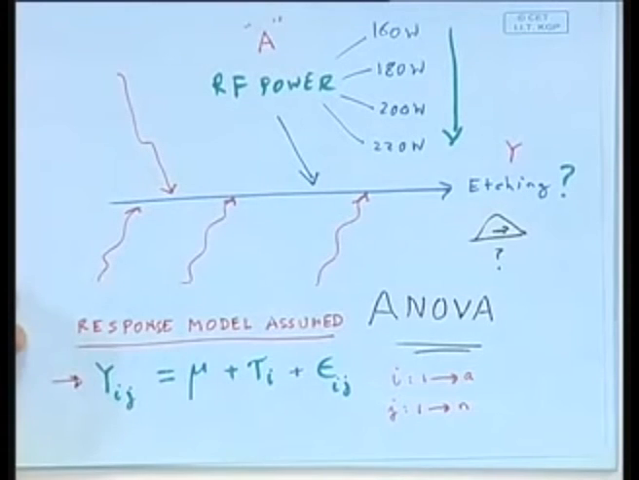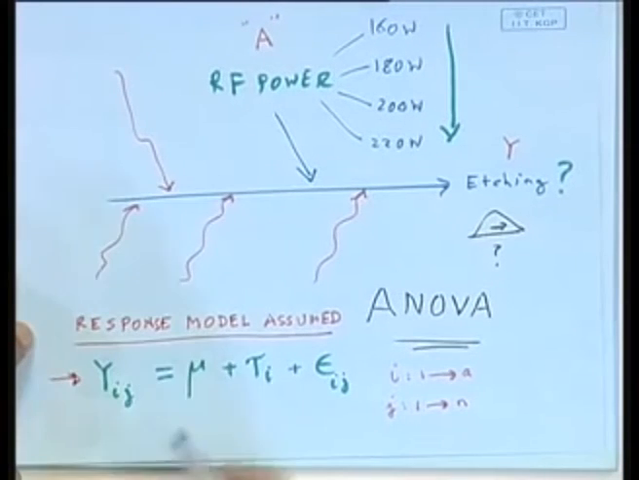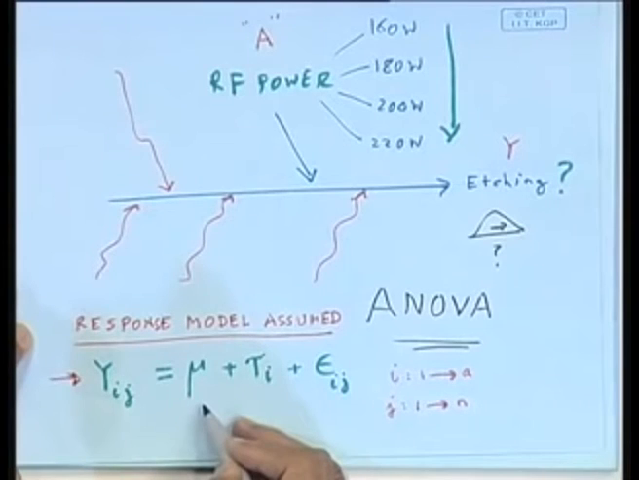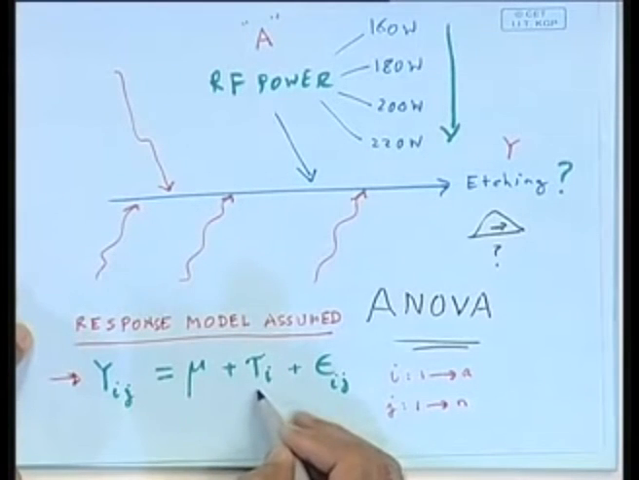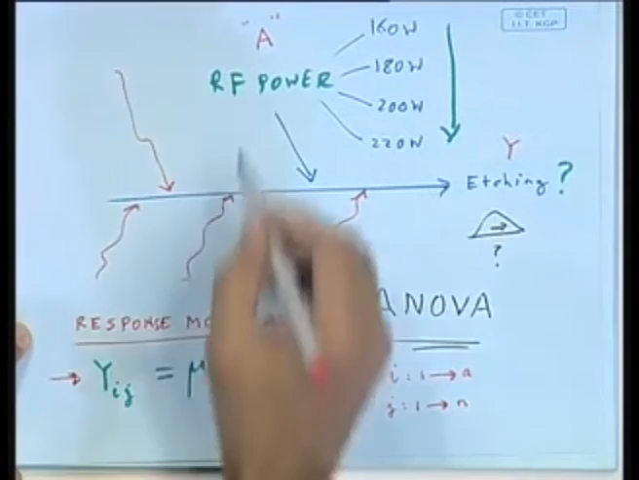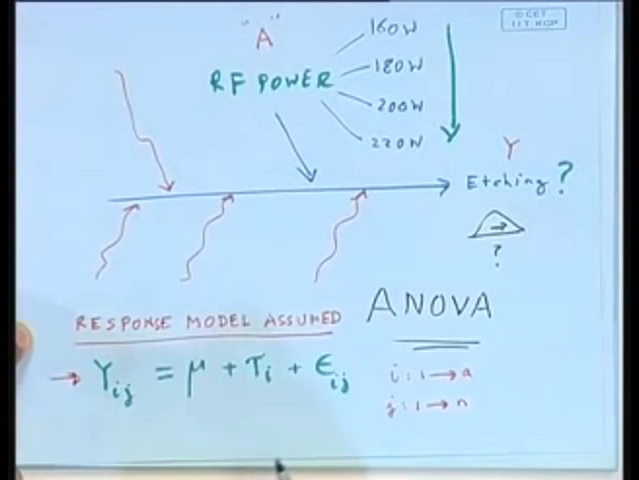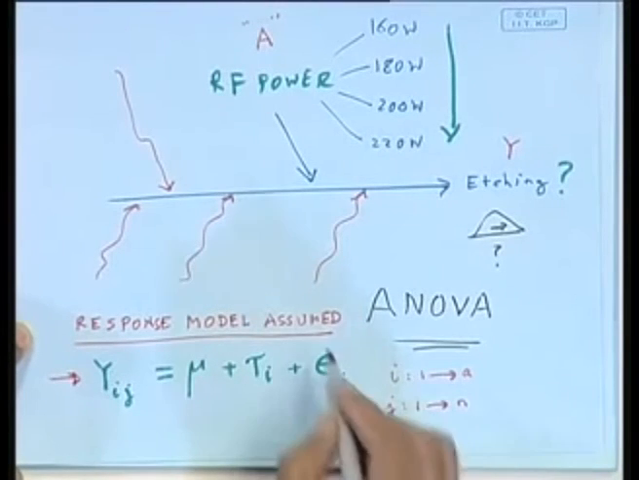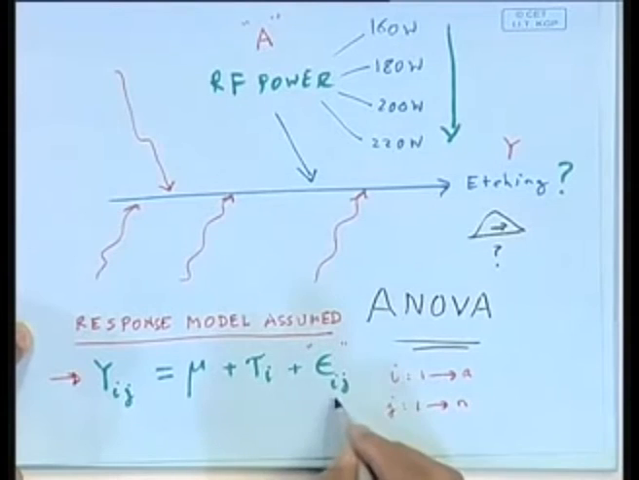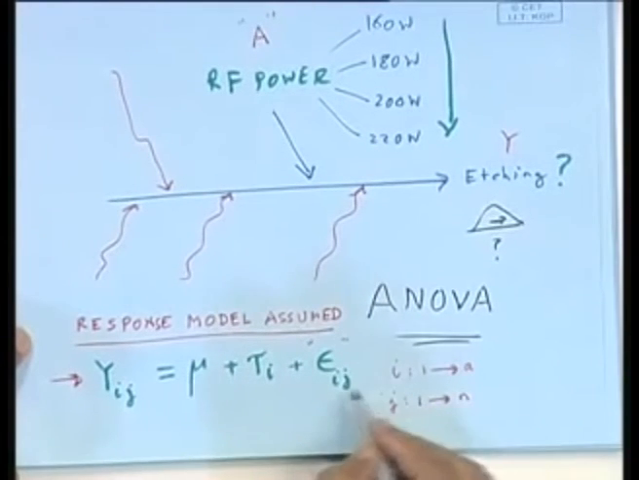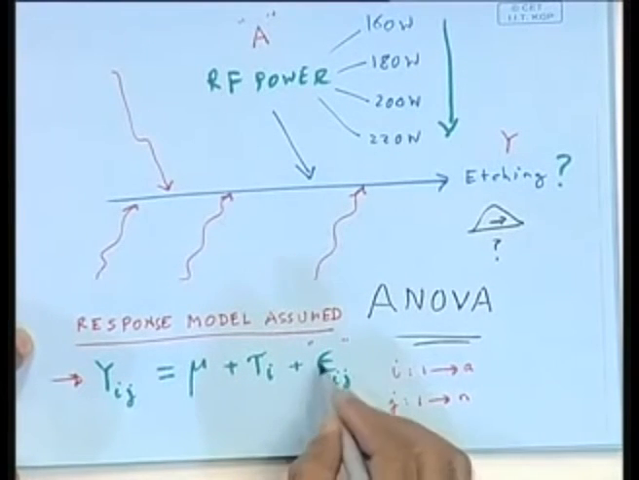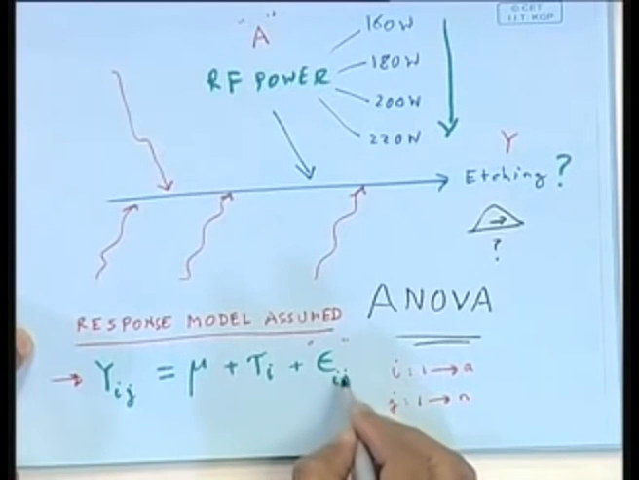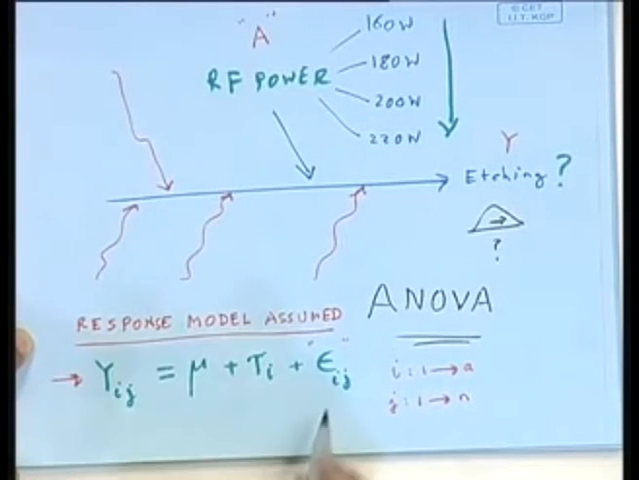This is my response model assumed. There is an overall average response. There is the effect due to treatment of RF power, which is the factor I'm changing. And of course, anything else that does not get changed contributes an error. We call this error. For each reading, for each trial, I'll end up with an epsilon ij component. That's going to be the error term there.